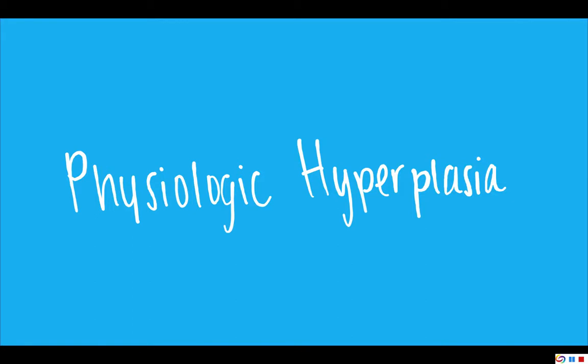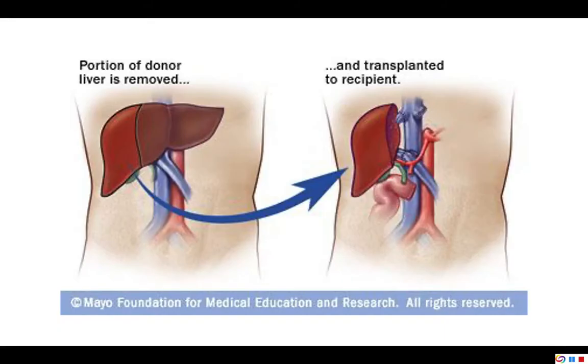Another example is if you get a liver transplant. It's well known that livers can regenerate, right? And so if you get a liver transplant, those cells are undergoing normal physiologic hyperplasia. So if you cut off part of the liver, it is going to respond by regenerating. So that's a normal physiologic hyperplasia.